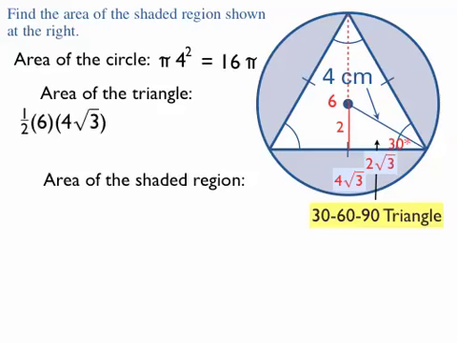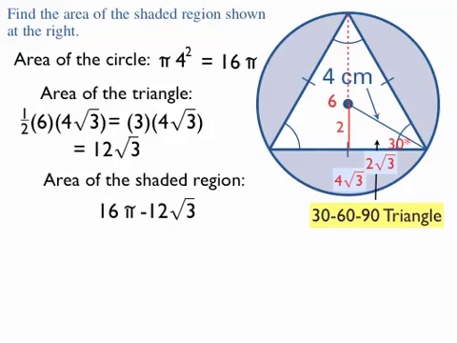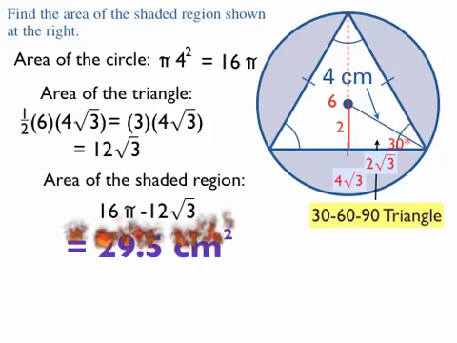So to find the area of the triangle, I would have 1/2 base times height. Half of 6 is 3, so 3 times 4 square roots of 3 is going to give me 12 square roots of 3. To find the area of just the shaded region, I need to take the area of my circle, which was 16 pi, and subtract the area of my triangle, which was 12 square roots of 3. Go ahead and plug this into your calculator, and when you do, you would get about 29.5 centimeters squared.